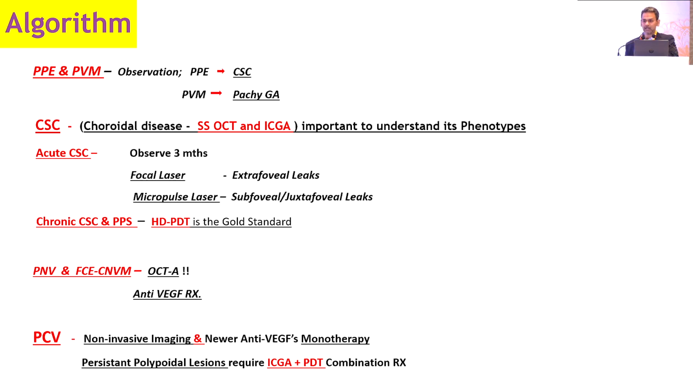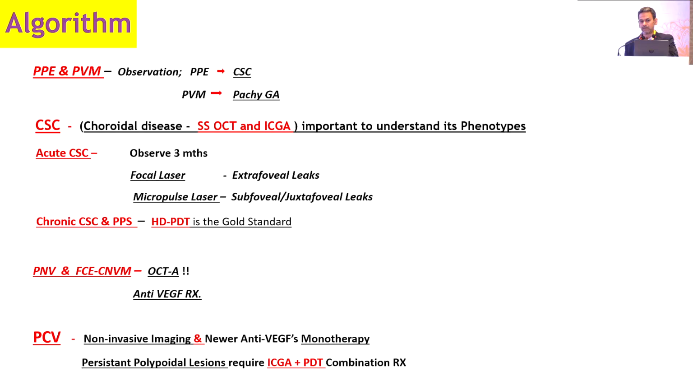CSC is a choroidal disease now, with swept source OCT and ICG showing features. Acute CSC is managed by observation, and focal laser for extrafoveal leak if it persists, and micropulse laser for subfoveal and juxtafoveal leaks. The criteria are yet to be defined with uniform parameters. For chronic CSC and peripapillary pachychoroid syndrome, half-dose, half-fluence PDT is the gold standard currently.